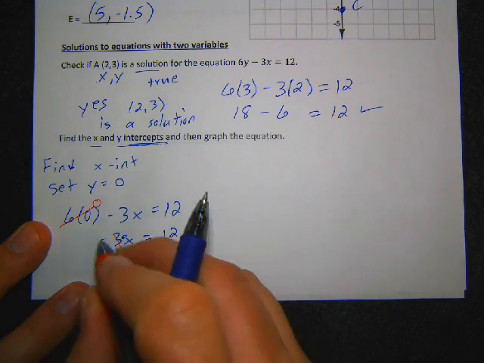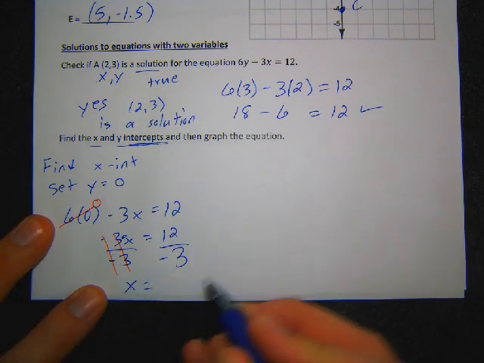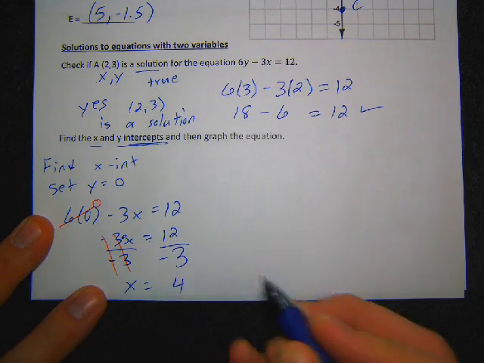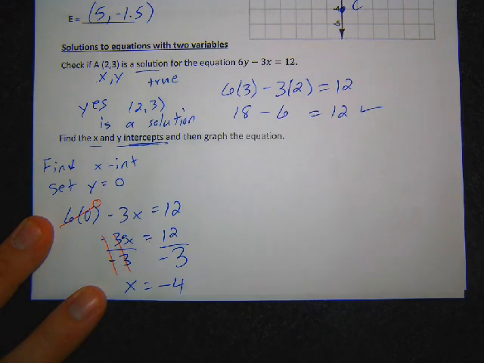So here, the 3 and the minus all cancel. We're just left with the x. Over here, we have 12 divided by 3 is 4. And don't forget that a positive divided by a negative is always a negative. So we get negative 4.